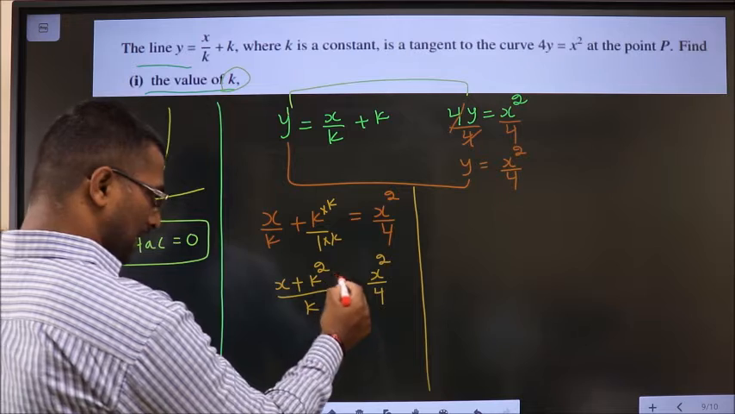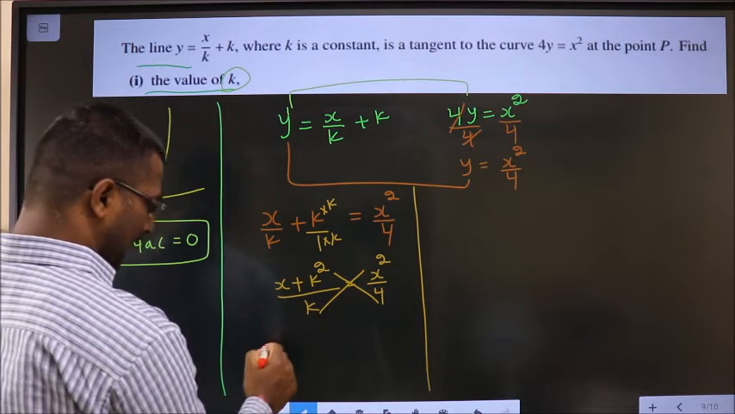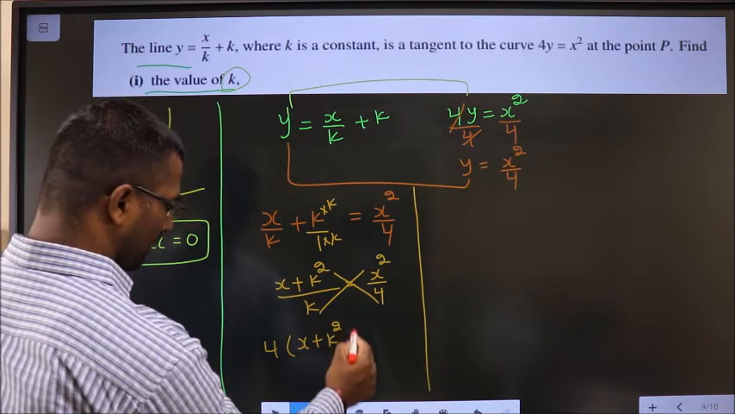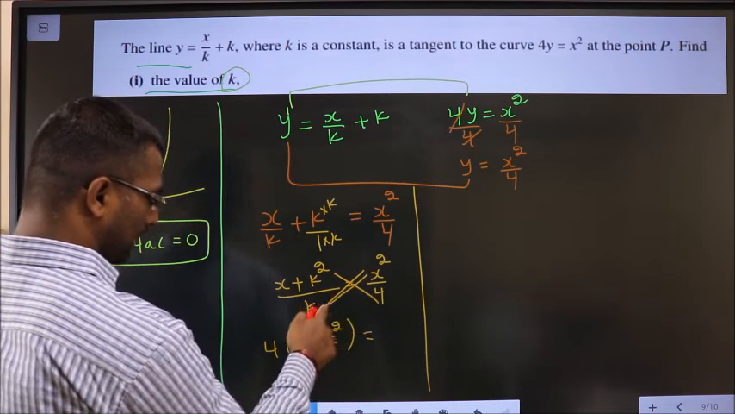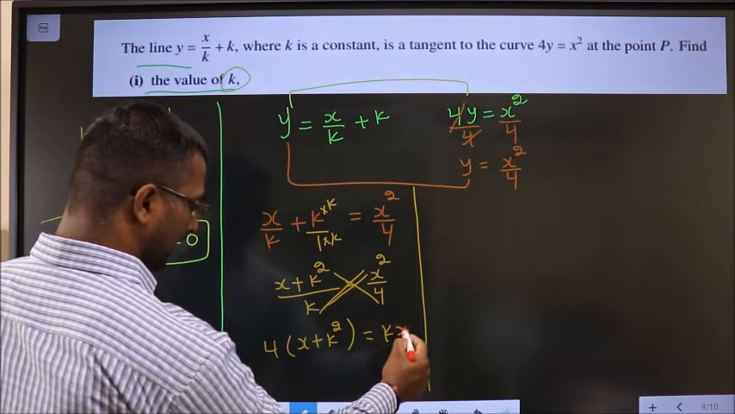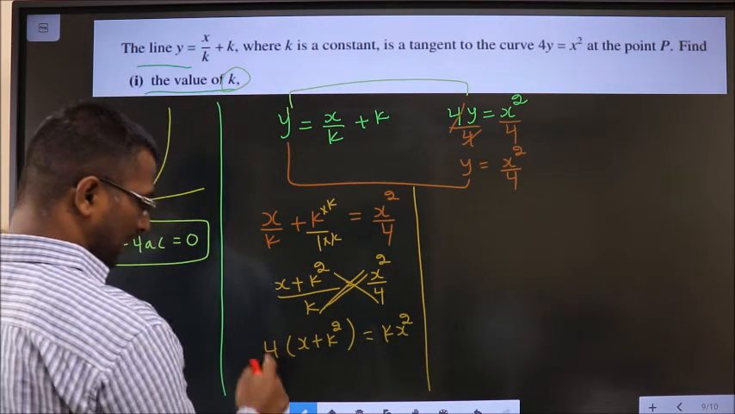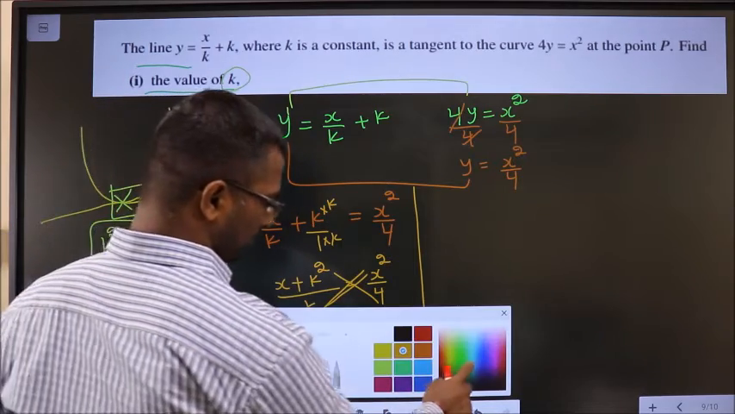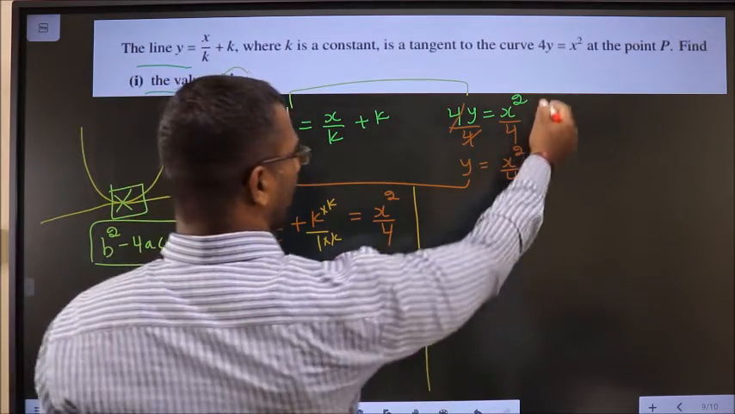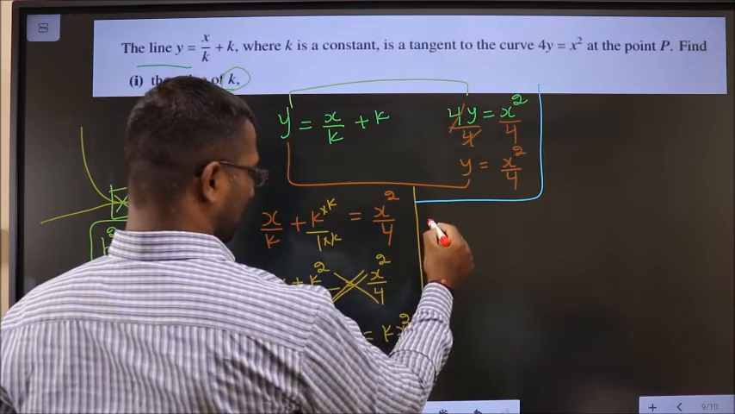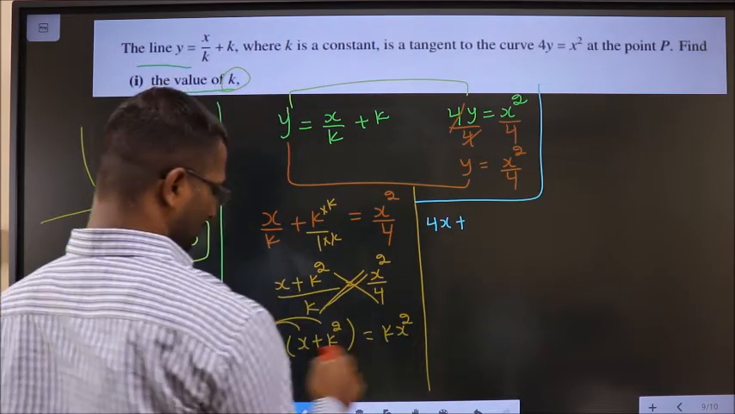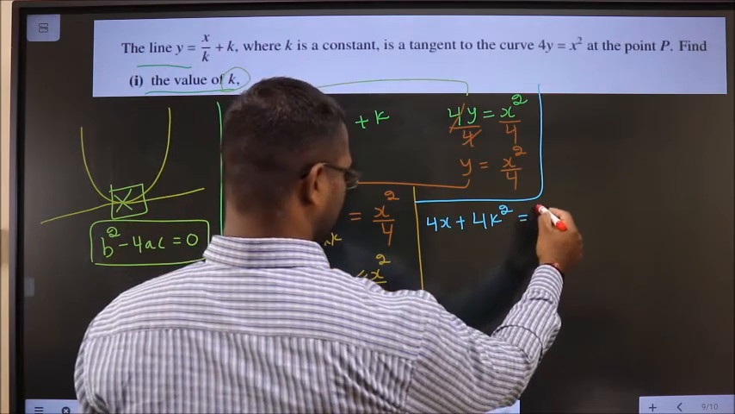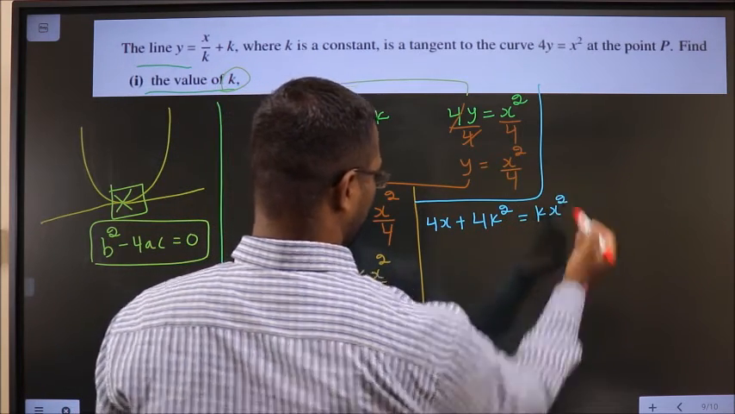Next, cross multiply. This entire thing needs to be multiplied with 4. And this thing you multiply with k, resulting in kx square. So next step, multiply with 4. So what do you get? You get 4x plus 4k square is equal to kx square.